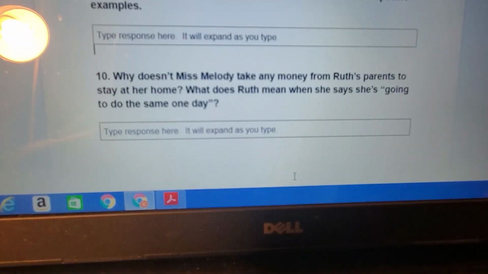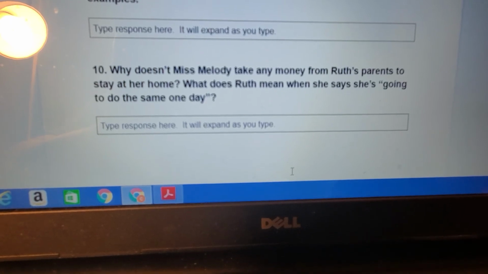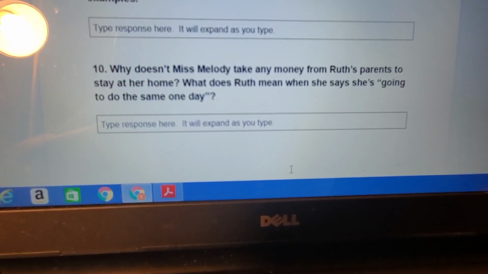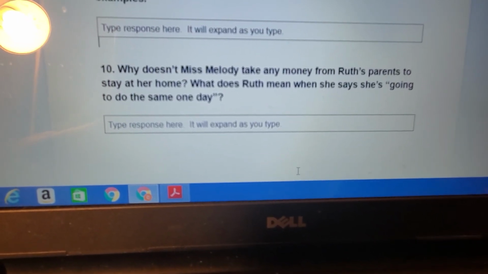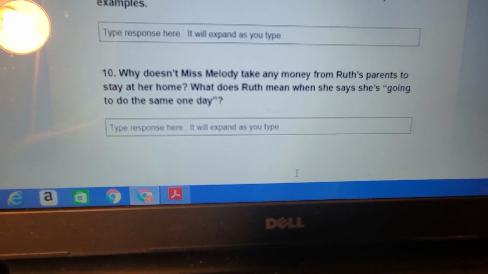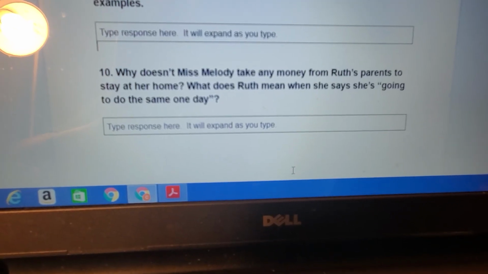These are inferencing questions, meaning that based on the clues, based on what you've learned about what the characters are saying and what you've learned about the story, what ideas can you come up with? So I'm looking for a detailed response.